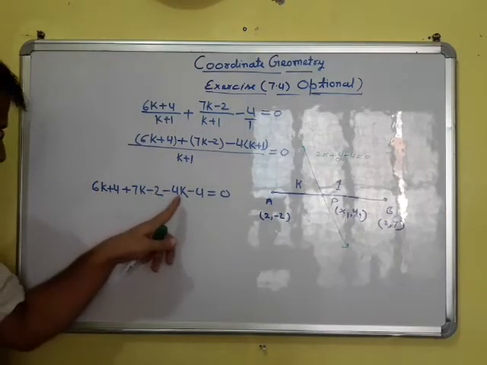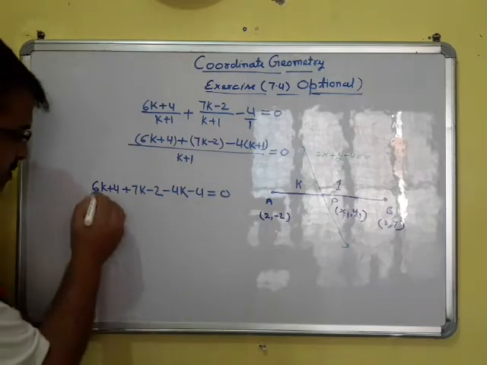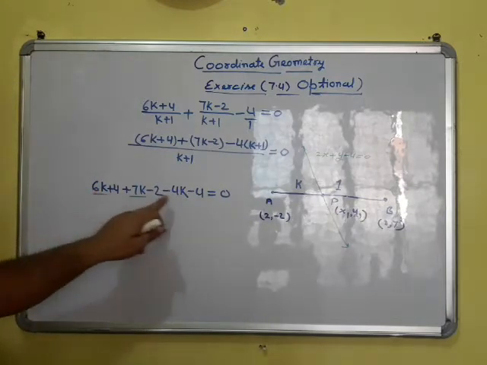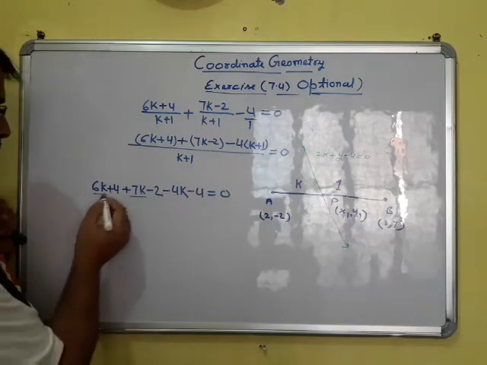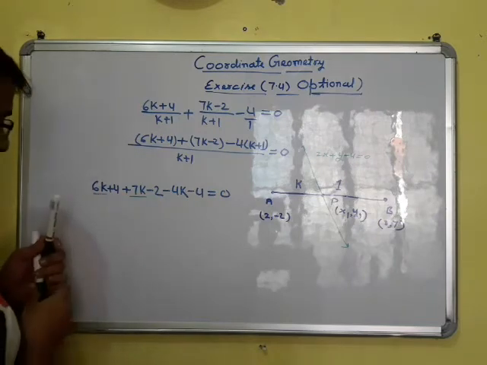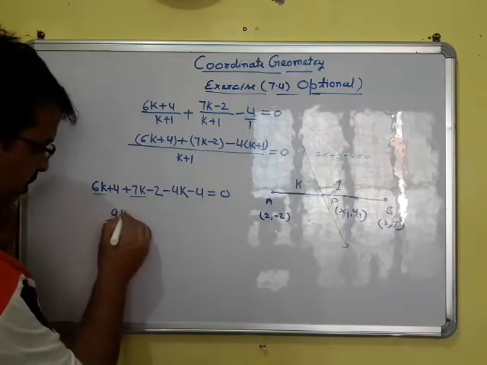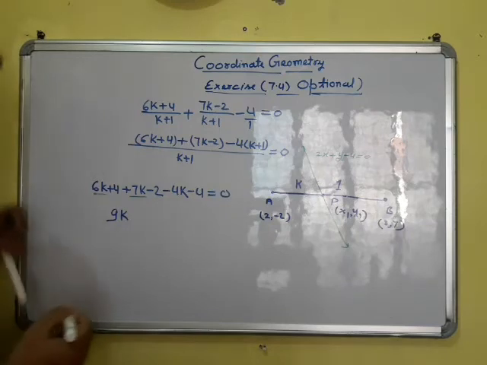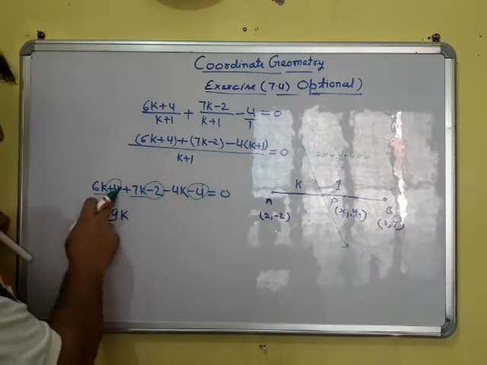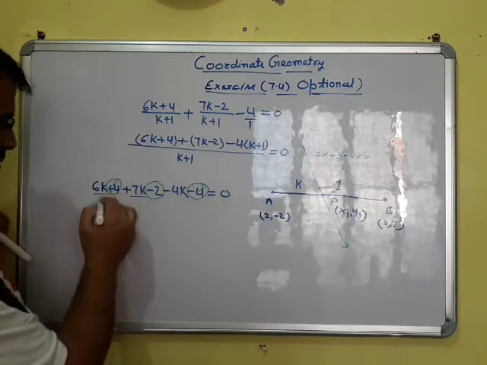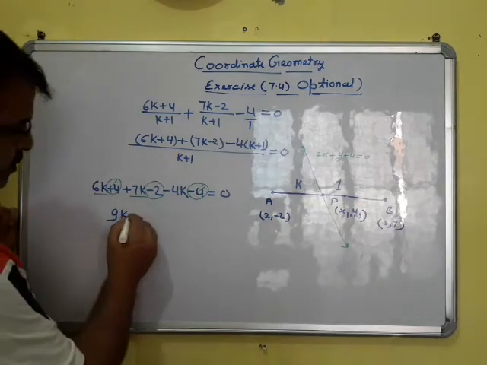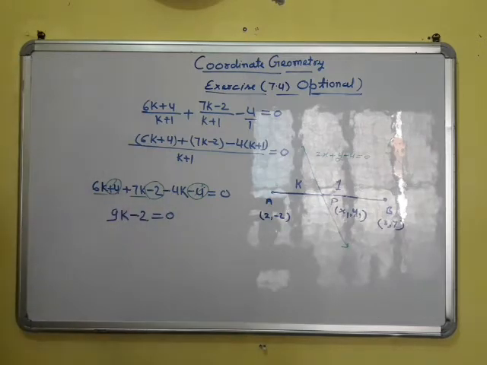Look here, 6k plus 7k minus 4k. This portion is positive. 6k plus 7k is 13k, 13k minus 4k. So 13 minus 4, what we get here? 9k. Clear? And now look at the constant terms: plus 4, minus 2 and minus 4. So plus 4 minus 4 is cancelled. What we get here? Only minus 2. So we get minus 2 is equal to 0.